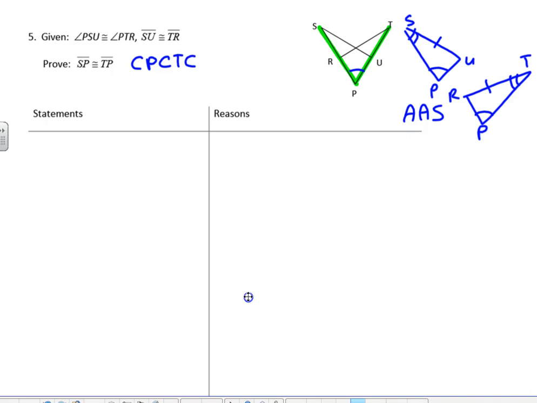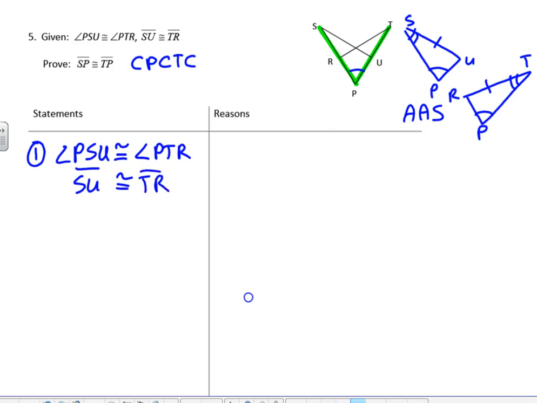and then that would give us the parts by CPCTC. Corresponding parts of congruent triangles are congruent. All right, so not a lot of steps. We can say angle PSU congruent to angle PTR, and then side SU is congruent to side TR. So that's given. And then we have our common angle, which is angle P is congruent to angle P by the reflexive property.